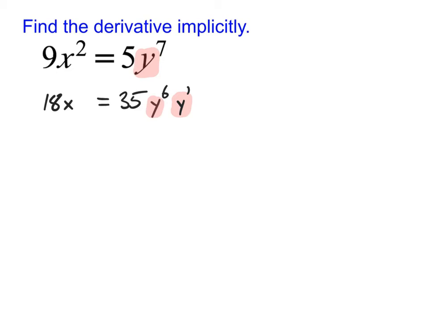This is now our implicit derivative. We're not done with this problem yet, but this is the derivative. It's just that we always want to finish it by actually solving it for y prime, which means in this case dividing by the 35y to the 6. So we end up with 18x over 35y to the power of 6 that equals y prime. Can I simplify the 18 over the 35 at all? No, it doesn't look like it. And I can't simplify the x and the y to the 6, so we're done. That would be our final answer.